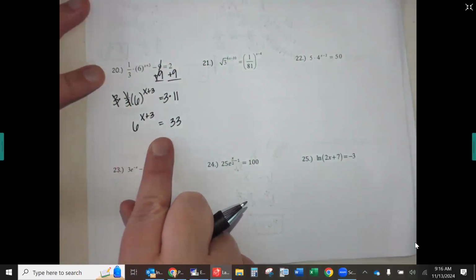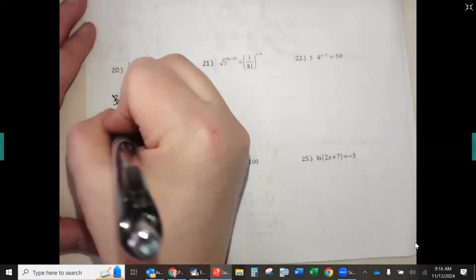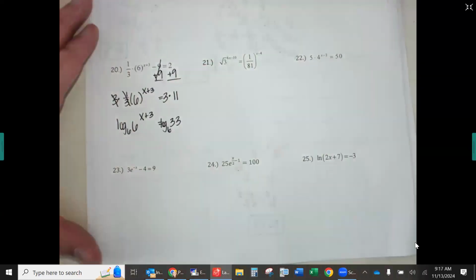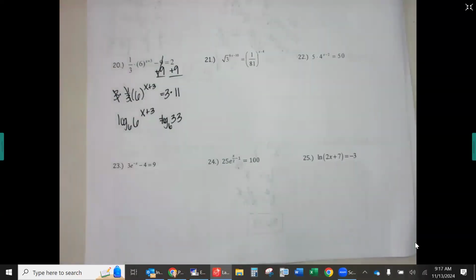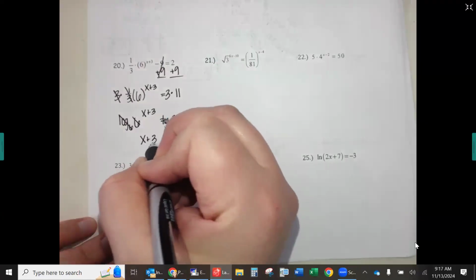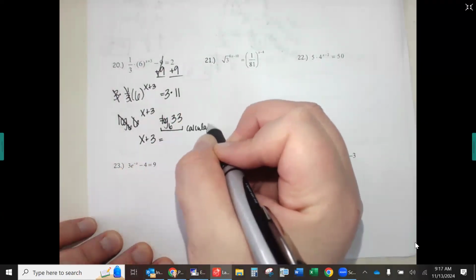But you're going to notice that 33 is never in the sixes chart. So your other option, if you can't find it in the chart, is if I want to get rid of a big 6, I'm going to log little 6 on both sides. So I'm going to log little 6 here, log little 6 here. And then my big 6 and my log little 6 are going to cross out. I'll just keep the x plus 3. And then remember that this you can put into the calculator.